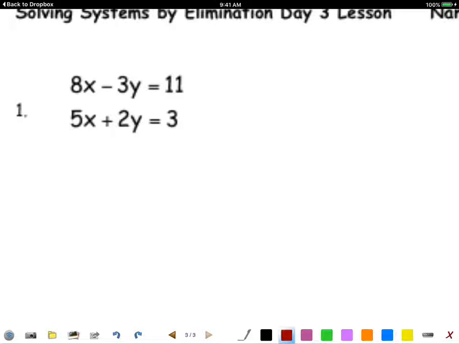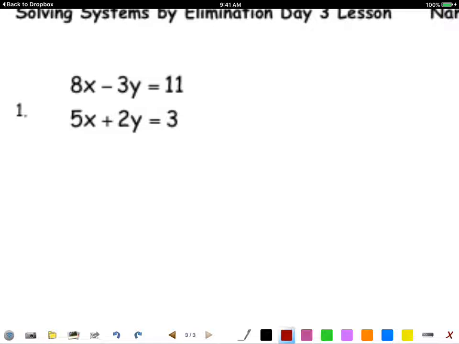So what if I told you it was okay to multiply both equations by a number? Not necessarily the same number, but if I said you can multiply this equation by any number you want and this equation by any number you want, but pick numbers so that the X's will eliminate or the Y's will eliminate. Can somebody think of something? There's unlimited options here. Okay, Corbin, what do you think we could do here?